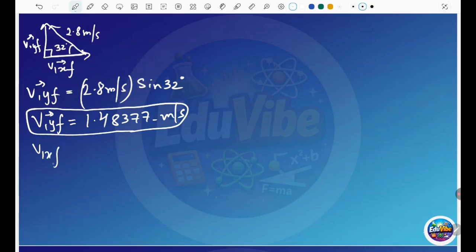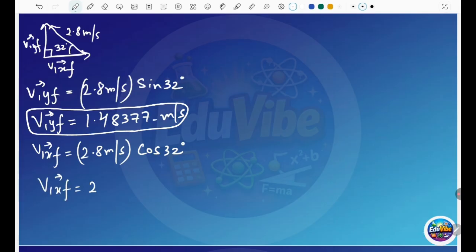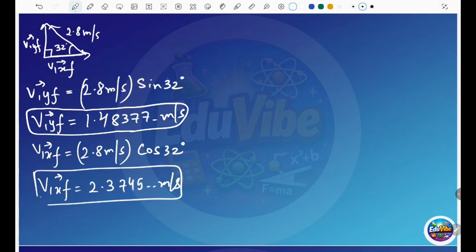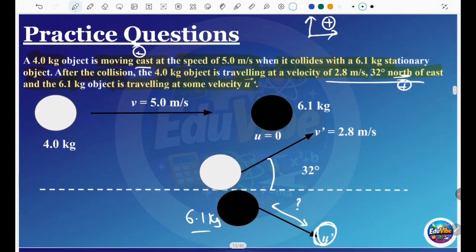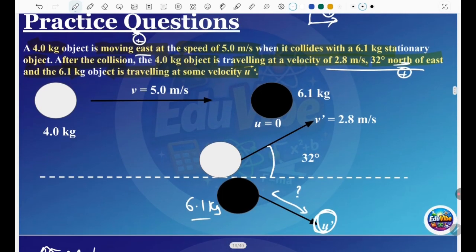Then we have to find v1xf. This is again 2.8 meters per second. This is east, so we take it as positive. This time we have to find the base, and we have the hypotenuse, so we take cos 32 degrees. So v1xf is equal to what? When we calculate, make sure you're in degree mode. We get 2.3745 meters per second. So from here we get our v1xf and v1yf.